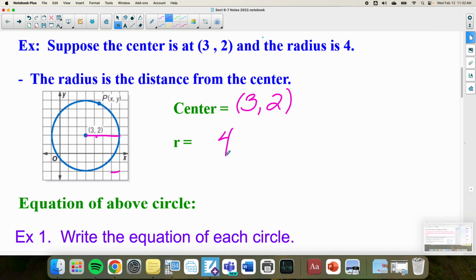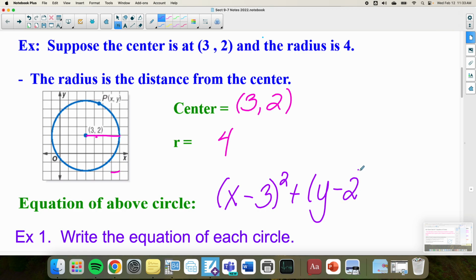If you went to write the equation, knowing the center and the radius, what you do in that case is you go x and you do the opposite of this. This is a +3, so we'd subtract 3, and it's in parentheses squared, plus y, and we do the opposite of that too, so we'd go -2 in parentheses squared, equals our radius squared, which is 16. Okay?